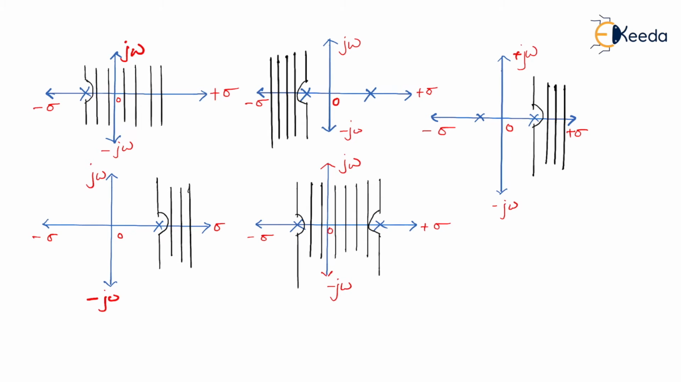So I've taken a total of 5 examples here. Look at the very first example. I've given you a ready-made ROC. You have to only identify whether the system is causal, anti-causal or non-causal. Let me remind you, if the ROC is to the right hand side with respect to a pole, then it is causal. If the ROC is present to the left hand side with respect to the pole, then it is anti-causal. And if the ROC is trapped between two poles, then it is called non-causal.